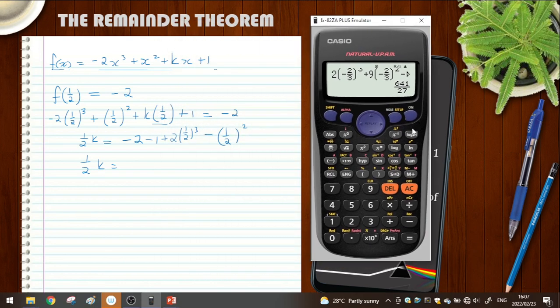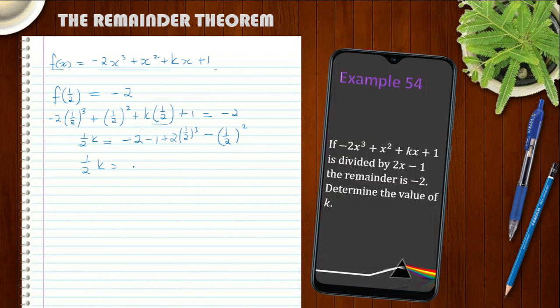Now minus 2 minus 1 is just minus 3, so I'm just going to say minus 3, and then plus 2 in brackets (1/2) to the power 3, minus (1/2) to the power of 2. That gives me negative 3. Okay, so last step, solving for k, we just multiply both sides by 2, so k will be equal to negative 6.